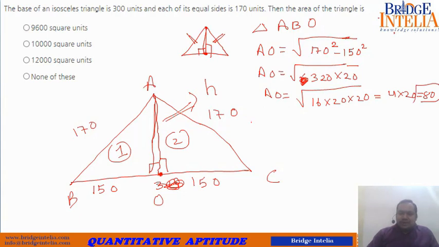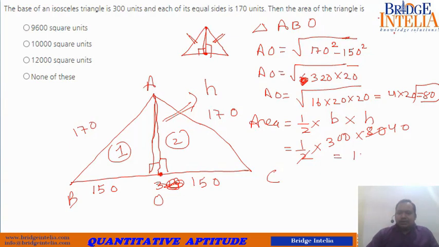So now we can find out the area of the complete triangle. Area is equal to half into base into height. So half into base, the base of the isosceles triangle is 300, and the height we have just found out is 80. So 300 into 40 is 12,000 square units. This is the correct answer. Now let's move to the next one.